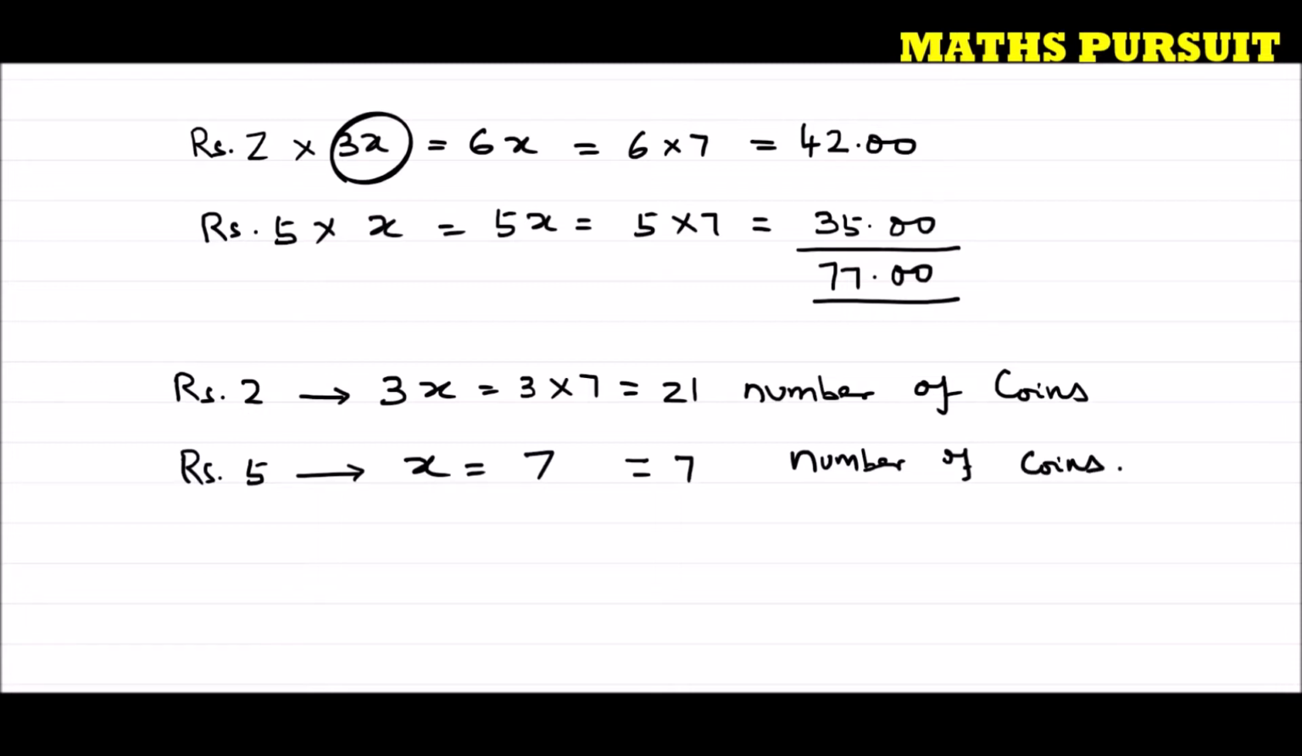We considered the number of 2 rupee coins as 3x, so 3 into 7, just replacing the value of x, I got 21. This 21 is nothing but the number of 2 rupee coins. Similarly, number of 5 rupee coins we considered as x. Now just replacing the value of x as 7, we can say that 7 number of 5 rupee coins Bansi is having. Hope guys you understood this. This is very simple and very straightforward. These are our answers. One is 21 and the other one is 7.